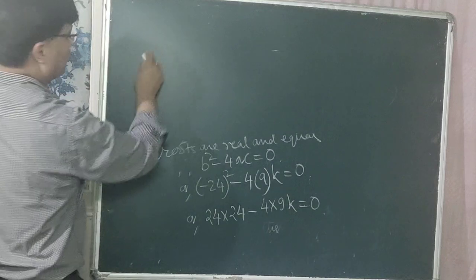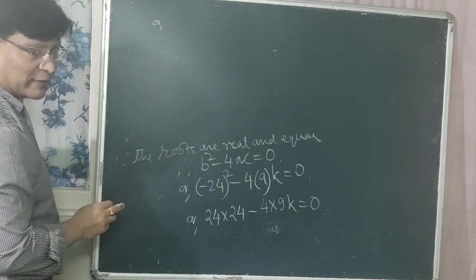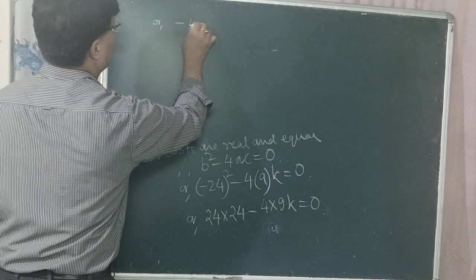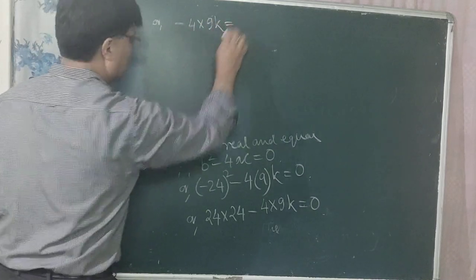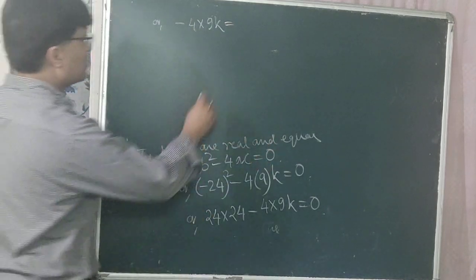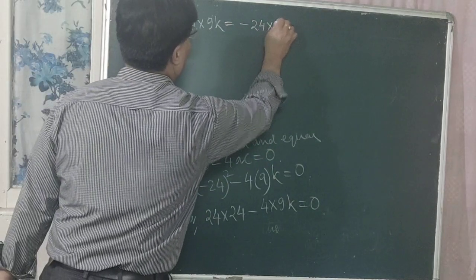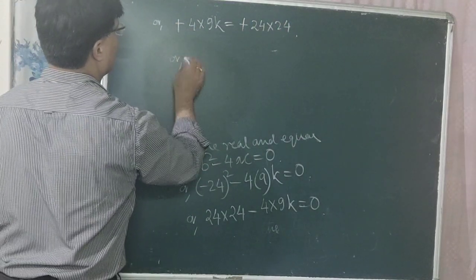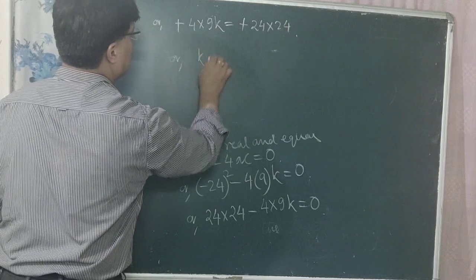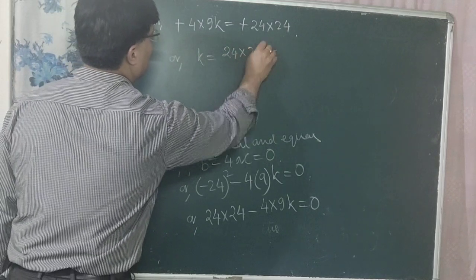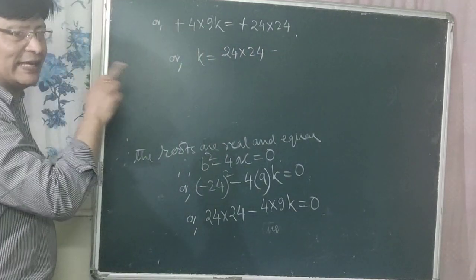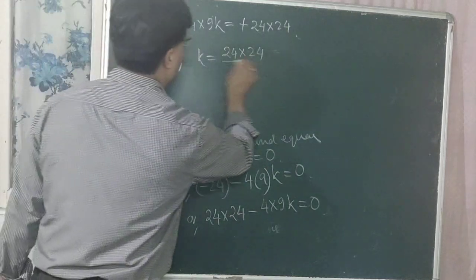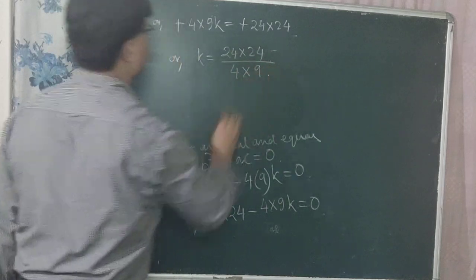So let us solve it, you have to find out the value of k. So keep the term containing k on the left hand side. So minus 4 into 9k is equal to, when this plus sign goes to the right hand side, it becomes minus 24 into 24, right? So here minus minus cancels, and k is equal to 24 into 24 divided by 4 into 9, right?